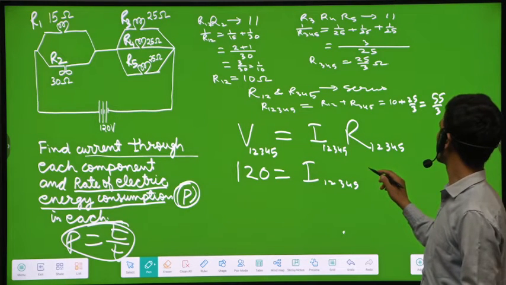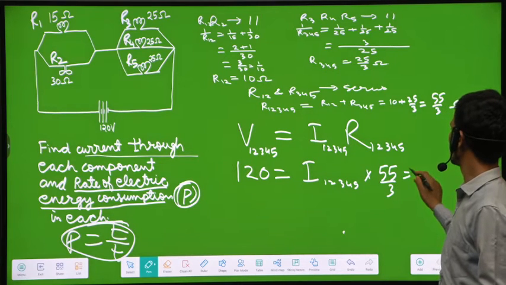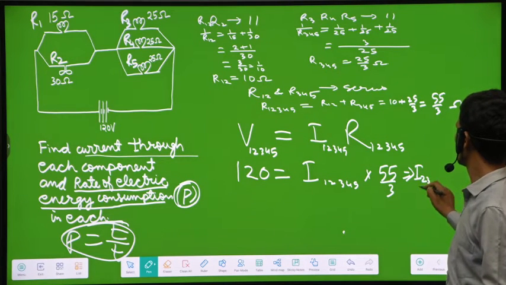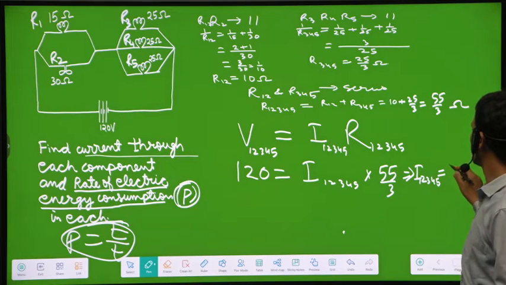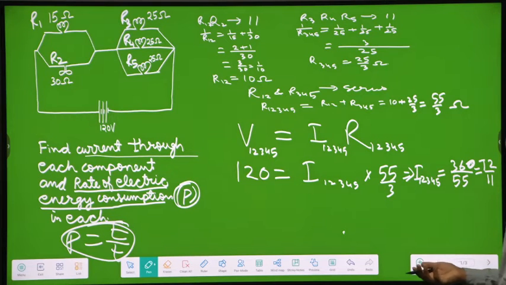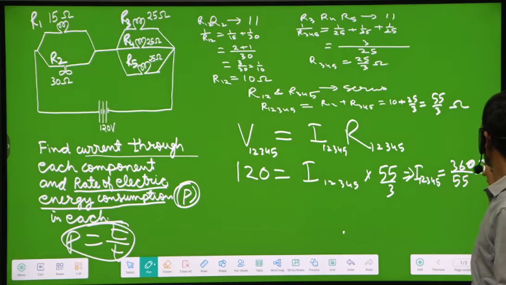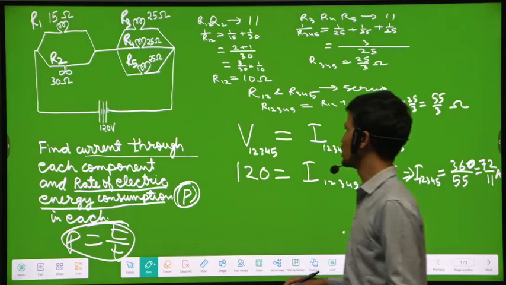Okay, R12345 is 55 by 3, so I12345 is equal to 360 divided by 55. We can simplify it, but I'm leaving it as it is. I have designed this question, so it is getting a bit complicated as far as calculation is concerned.